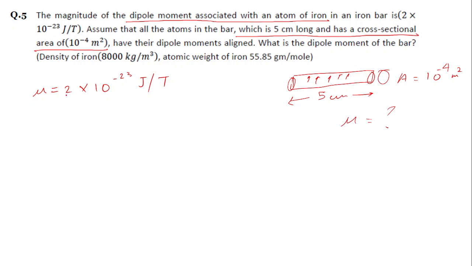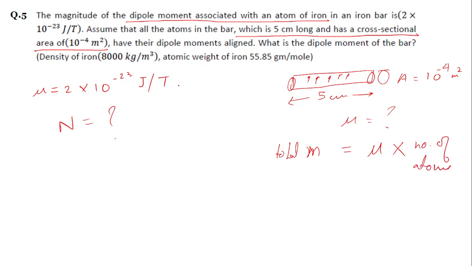Okay, so this is the magnetic moment of one atom. We need to find out how many atoms there are in total to tell what the total magnetic moment of this iron bar is, because the total magnetic moment will be the magnetic moment of one atom multiplied by the number of atoms.